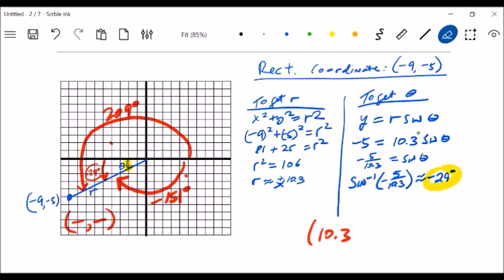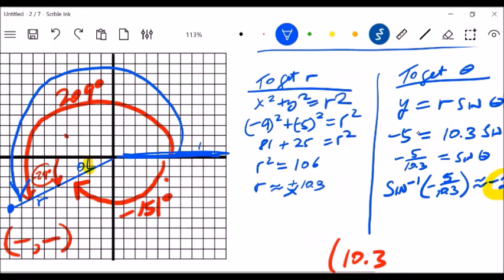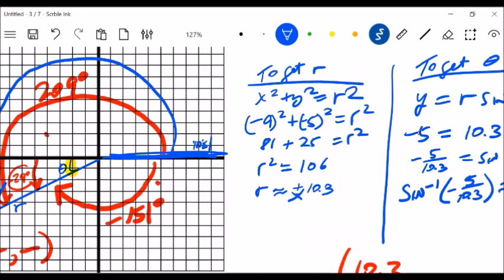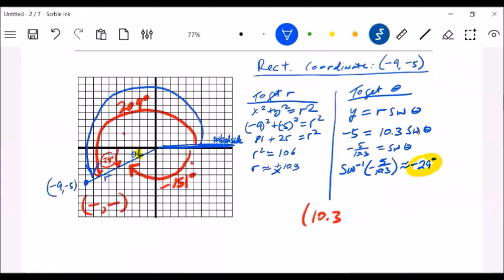Both of them could make sense. I would suggest that the better one to use is to come this way because it comes from the main initial side there. That's the initial side. I can't write that clearly enough unless I enlarge it. The initial side. So using the initial side, I'm going to say 10.3 and 209 degrees.